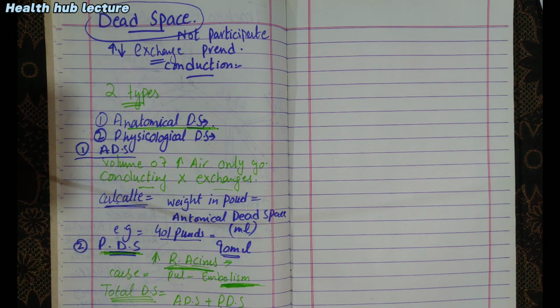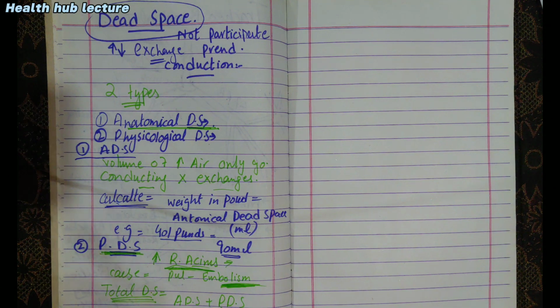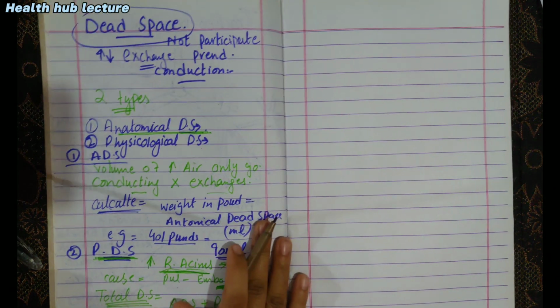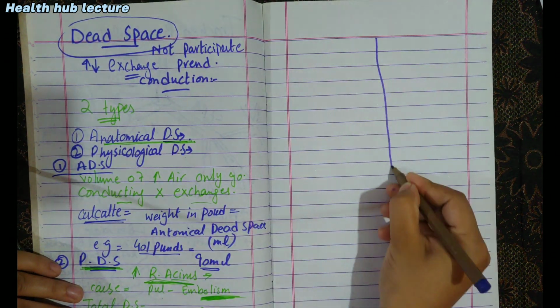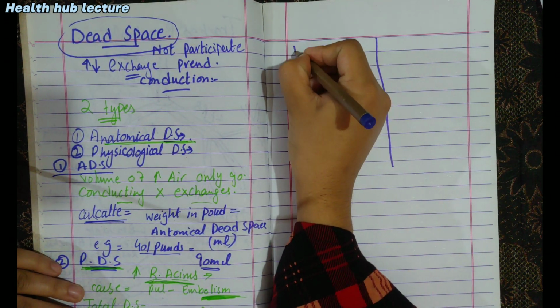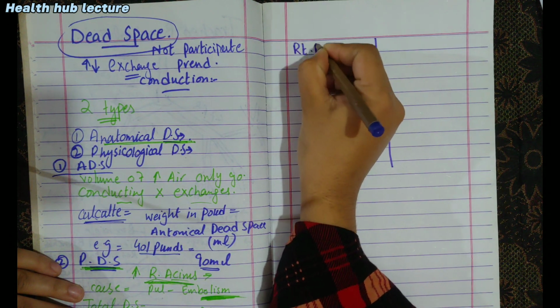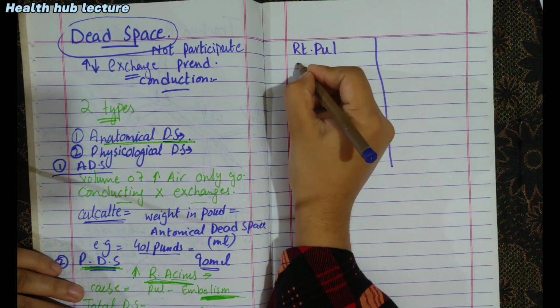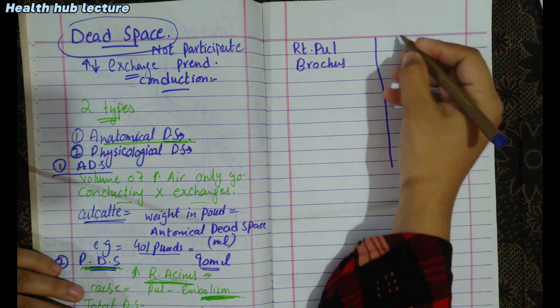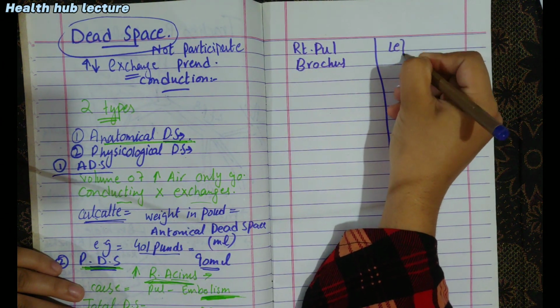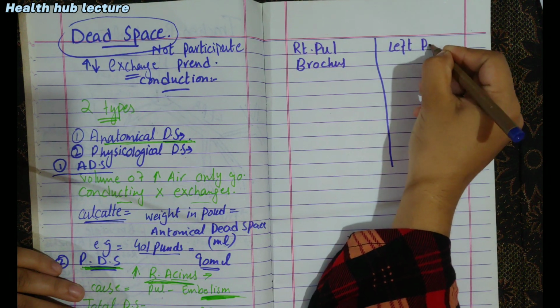Now we discuss about the right pulmonary bronchus and the left pulmonary bronchus. Here we can make this difference. This is the right pulmonary bronchus and here the left pulmonary bronchus.